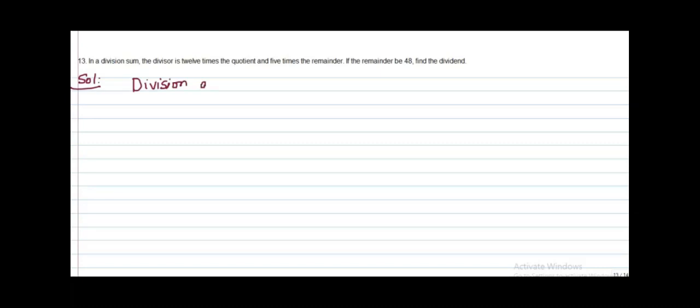It is also called as division rule. Division algorithm states that dividend is equal to divisor into quotient plus remainder. Dividend is equal to divisor into quotient plus remainder.